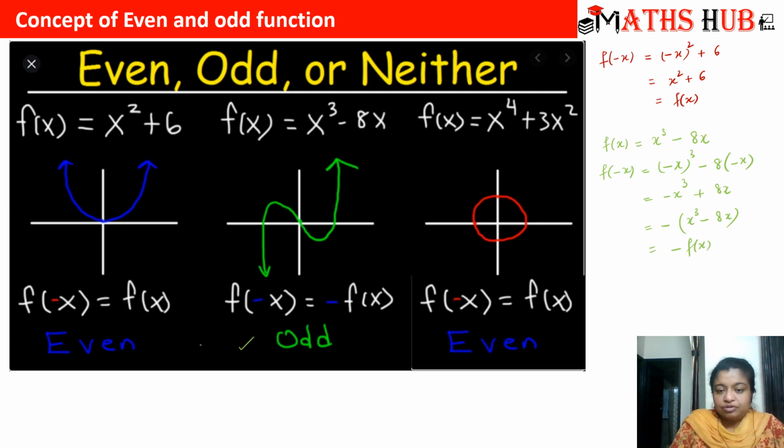Likewise, if I want to check the third function, f of x equal to x to the 4 plus 3x square, you will find that when we replace x with minus x, then minus x to the 4 will be the same as x to the 4, and minus x whole square will be the same as x square. So you'll get back the same function. Therefore it is an even function, right?